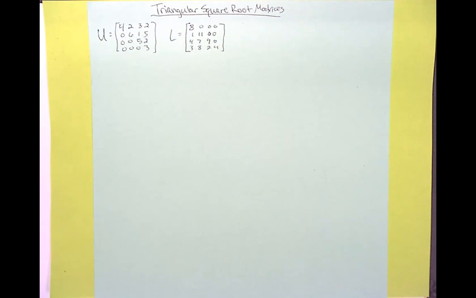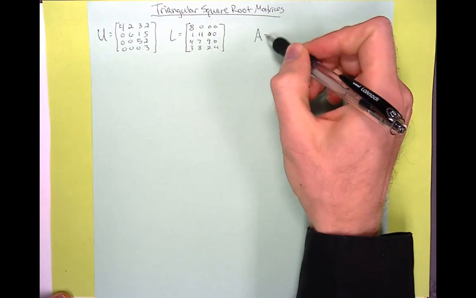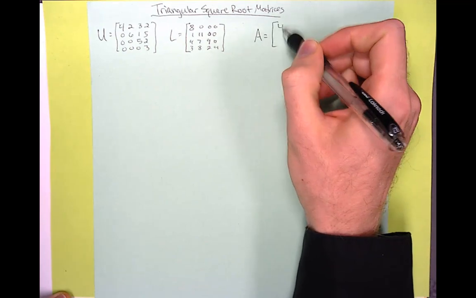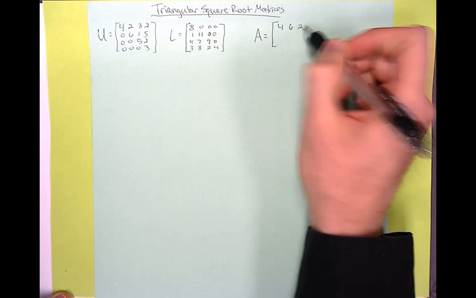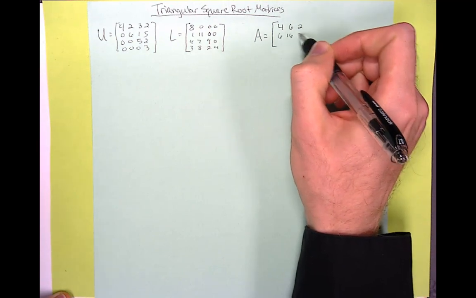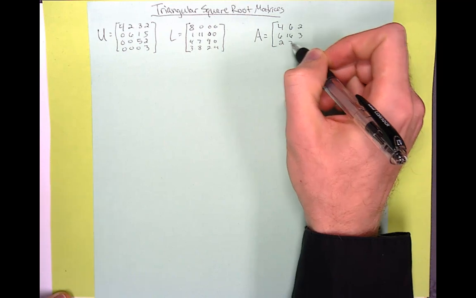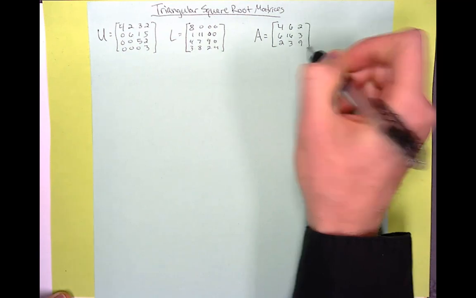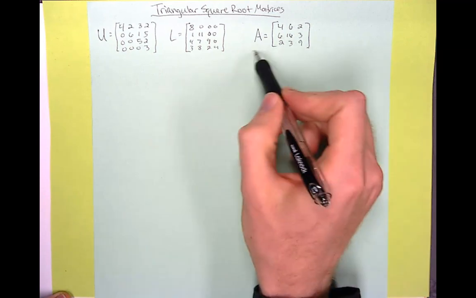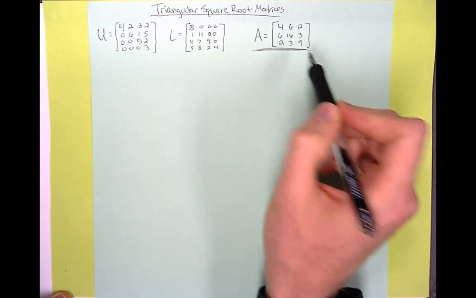Now suppose we want to find a triangular root of the square matrix A, and A will have the values 4, 6, 2, 6, 16, 3, and 2, 3, 9. Notice this is a symmetric matrix, and we'll be using this one today.